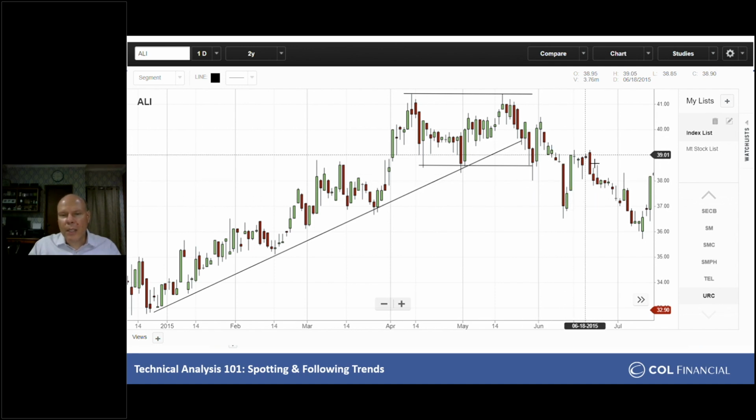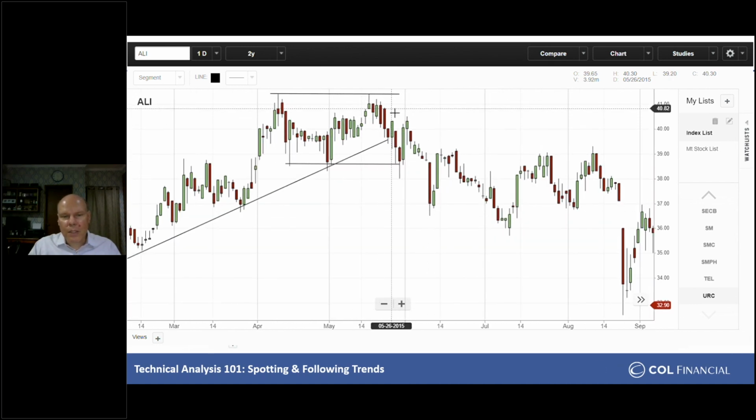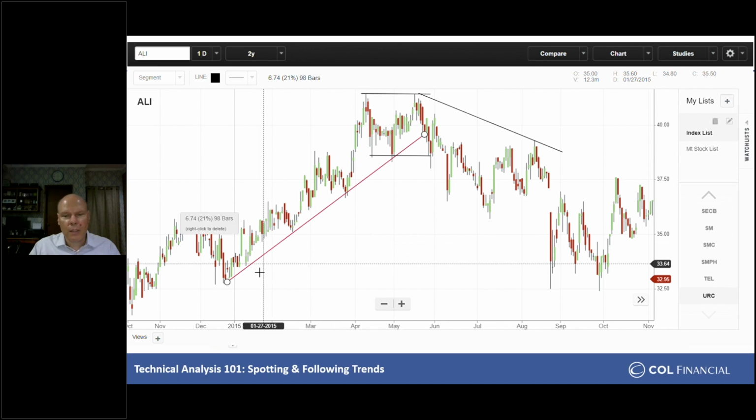The breakdown of the price is what confirms the change in trend. Now, after that happens, since this trend has now turned, I will have to draw a new trend line to encompass the downtrend I'm seeing over here.